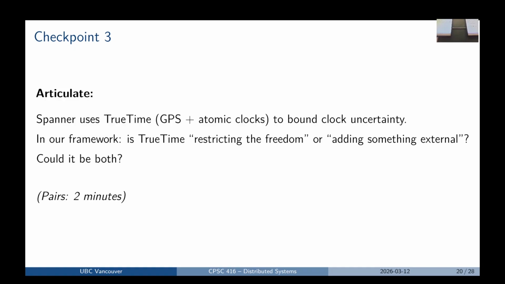So I would argue it's both. The restriction of freedom is you can't actually send the response for the jitter time, basically the window when you might hear from someone else that they've already done what you're trying to do. The externality is the GPS clock requirement.